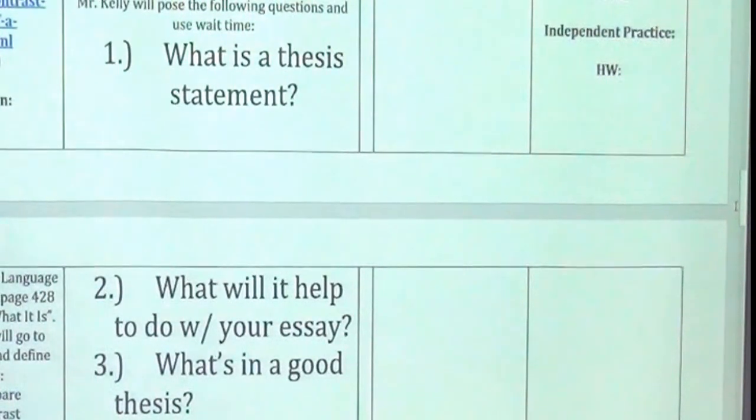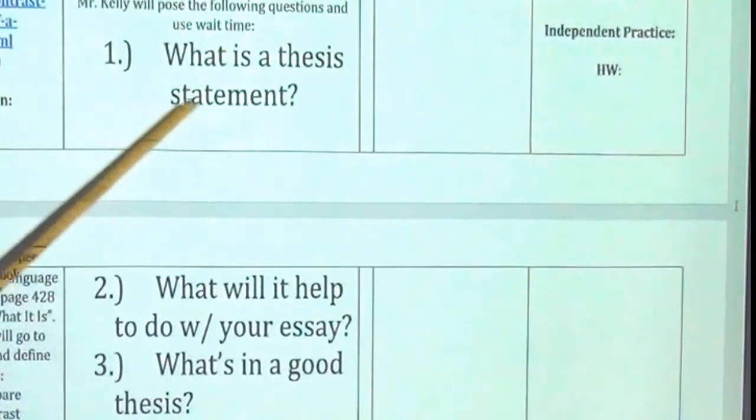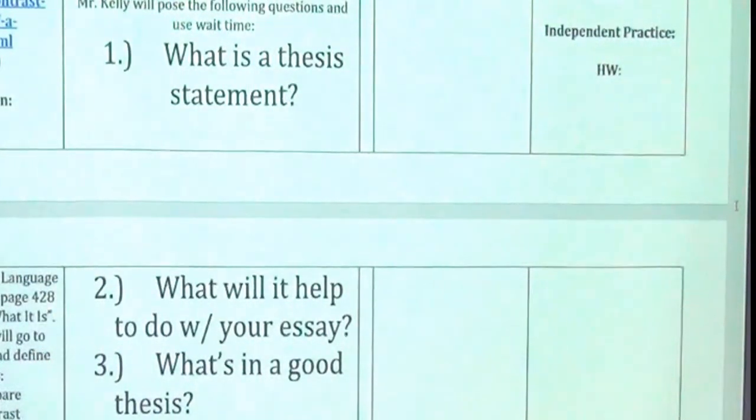Number one, you're going to answer these questions in your notebook. You don't have to write the questions, but number one says, and you can use your notes for this, what is a thesis statement? You're going to answer this right now in your notebook. Number two says, what will a thesis statement help to do with your essay? And then number three says, what's in a good thesis? I didn't have you write down anything for number three, but we did discuss it. So what do you remember about this and put in your own words? So answer those. You get a few minutes and we'll move on.